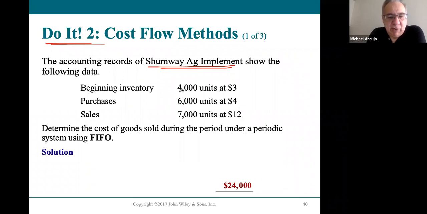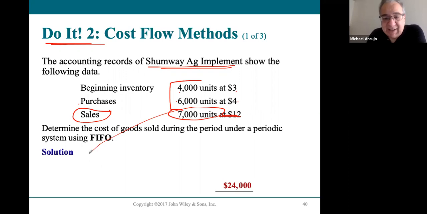They have the following data. Beginning inventory, 4,000 units at $3. That's a cost. Looks like they bought 6,000 more units at $4. That's their cost. I want to caution you on how to read this. Sales, we're not calculating revenue, so we really don't care what their sale price is. What we care about is how many of these units they sold, because that's the number we need to solve the issue.